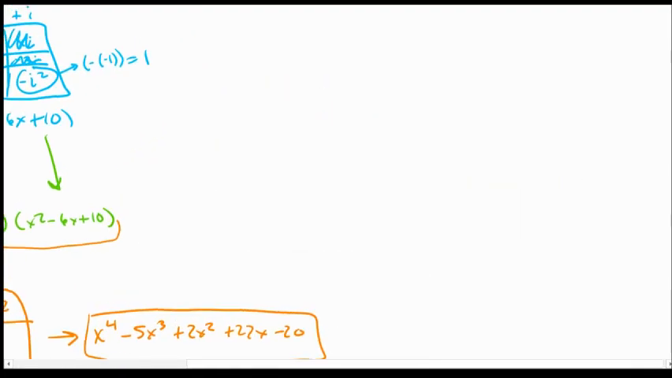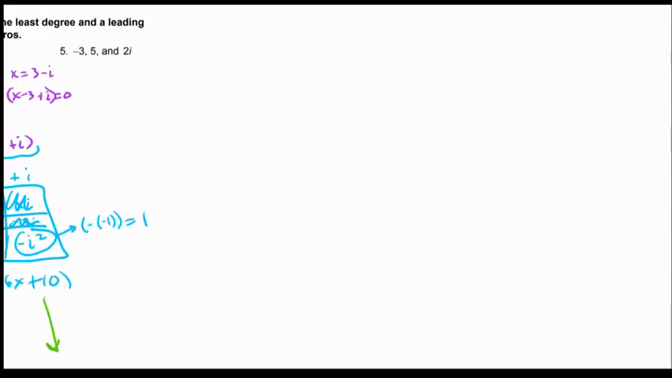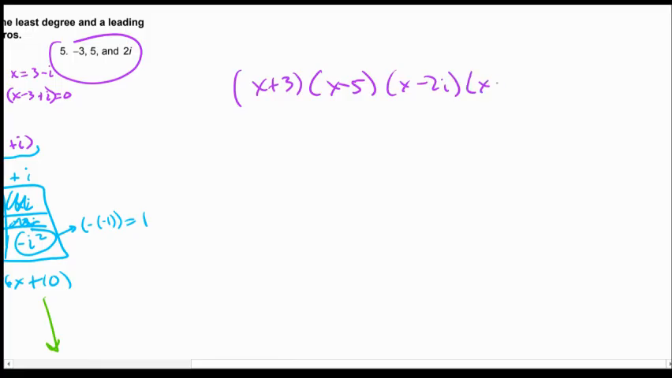Next one here, I'm going to do the same idea. So I know that x plus 3, x minus 5, I'm going to go through this a little bit quicker here. I know the complex conjugate of 2i is negative 2i. So when I multiply these together, if I were to put that into a box, I'd end up getting x squared minus 2x minus 15.